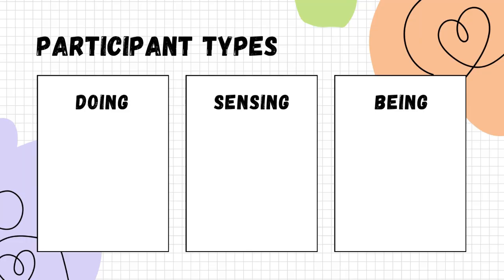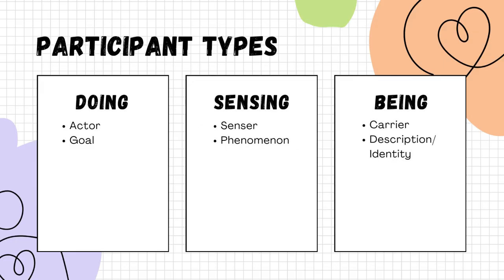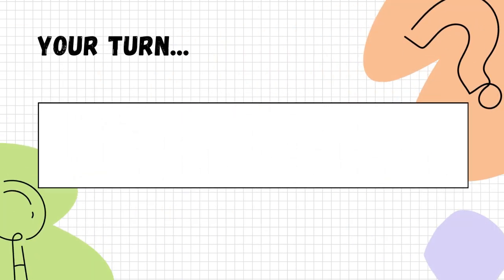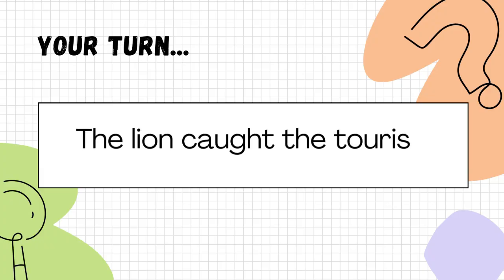Okay, to recap, doing processes can have an actor and a goal. Sensing processes can have a sensor and a phenomenon, and being processes can have a carrier and a description or identity. To help make sure we've got it, let's try identifying processes and participants in a few more sentences. Write down this sentence. The lion caught the tourist. Now underline the process and put brackets around the participants.